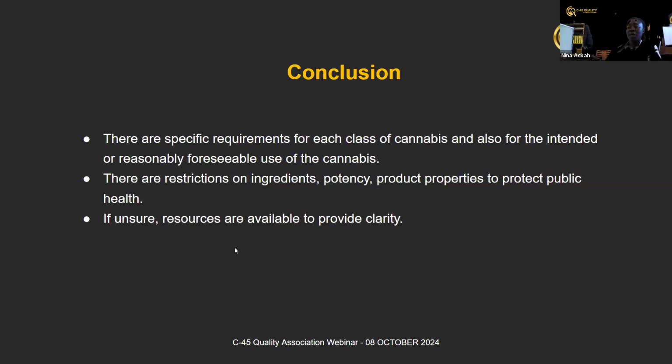So in conclusion, we have talked about specific requirements for each class of cannabis, also based on the intended use or reasonably foreseeable use of the cannabis. There are restrictions on the ingredients, potency, product properties, packaging, etc., with the sole aim of protecting public health. And if any of us are unsure about what the regulations are, there are a lot of resources available to provide much more clarity when it comes to the composition requirements of cannabis and cannabis products.